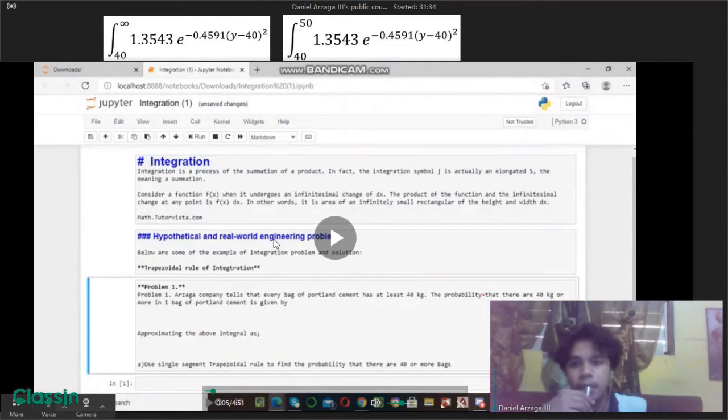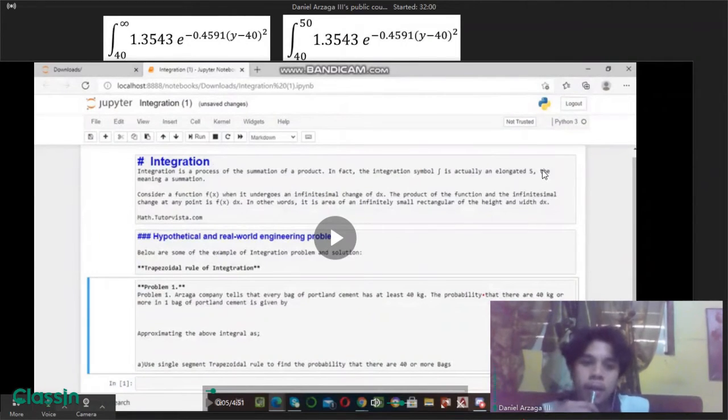Integration. So, what is integration? Integration is a process of summation of a product. In fact, the integration symbol looks like an elongated S, and its meaning is summation. And consider the function of x when it undergoes an infinitesimal change of dx.